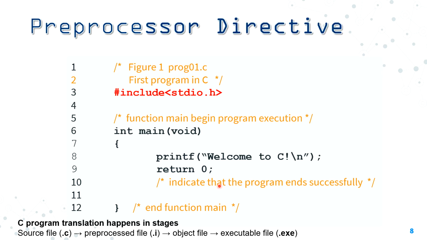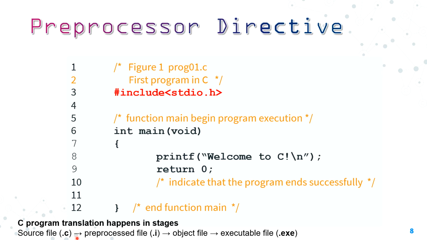C program translation happens in stages. The source code written by programmers is first stored in a file, meaning they need to have a source file. For example, let's name the source file program. So your source file will become program.c. It is saved with the name program.c.